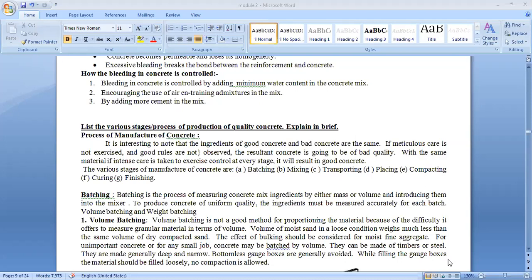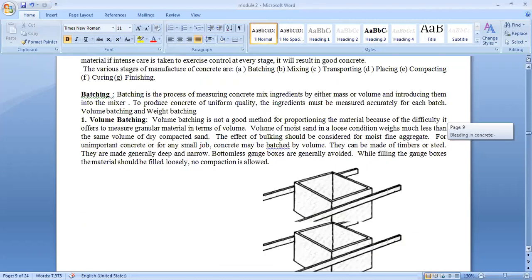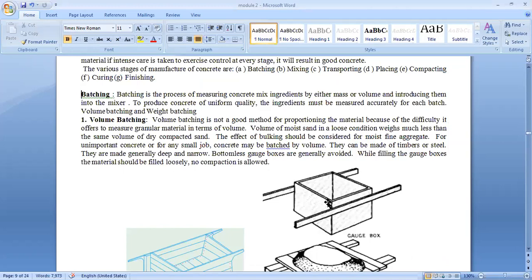We discussed batching. Batching is nothing but the measurement of the concrete ingredients. This can be done in two types: by volume or by weight batching. Volume batching is done for less important parts or small jobs of work. The ingredients are taken by volume.